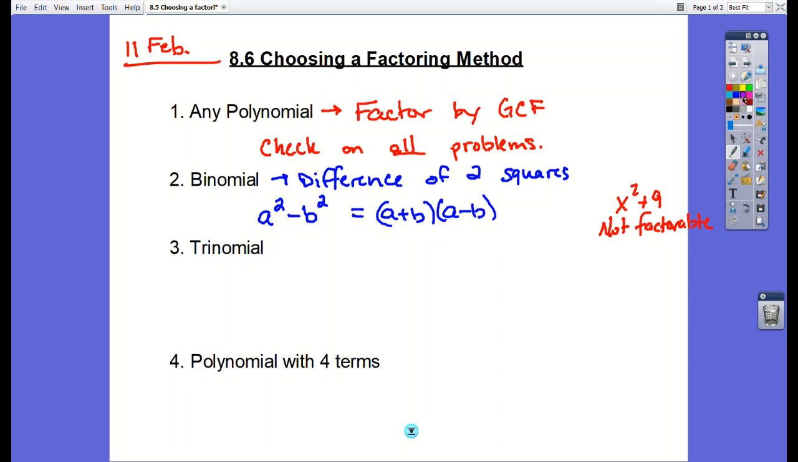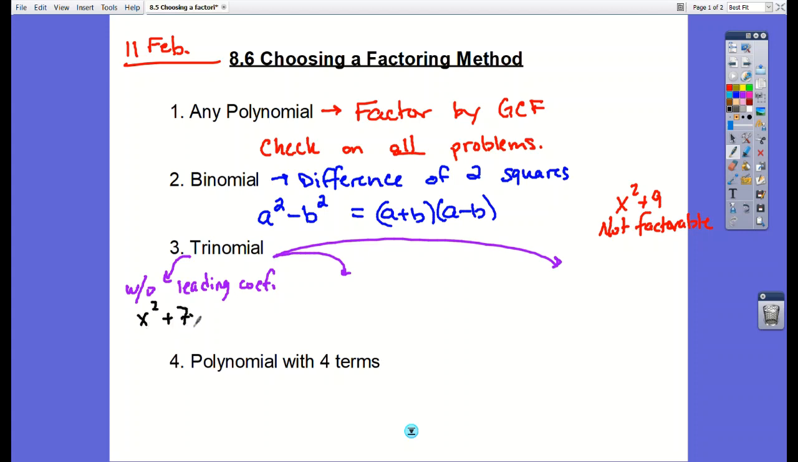All right, our next one, trinomial. We actually have three things here. This is what we spent most of chapter 8 on. So let's make sure that we get all three ideas down here. So the first one is we looked at without leading coefficient, that was the first thing we looked at. And I think one of the first problems we actually looked at was x squared plus 7x plus 12. And all we did was we found two numbers that multiply to 12 and add to 7. That was how we factored this one.